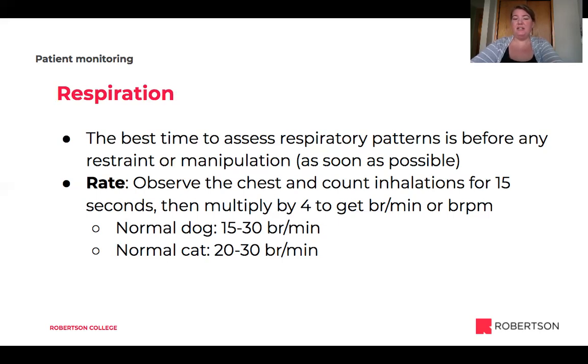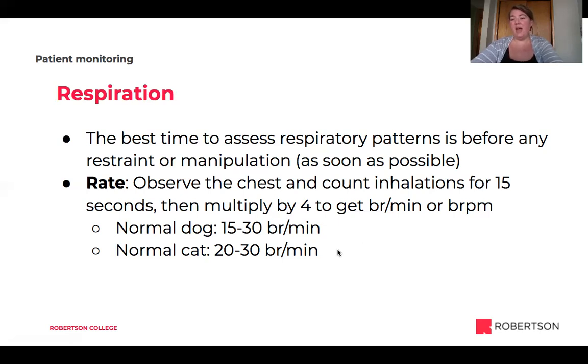After 15 seconds is up, I'm going to take that number and multiply it by 4, because when we're recording a respiration rate, we're going to record it as breaths per minute. So if we count for 15 seconds, 4 times 15 is 60 seconds, which is a minute. So for a normal dog, the normal respiration rate is going to be between 15 and 30 breaths per minute.